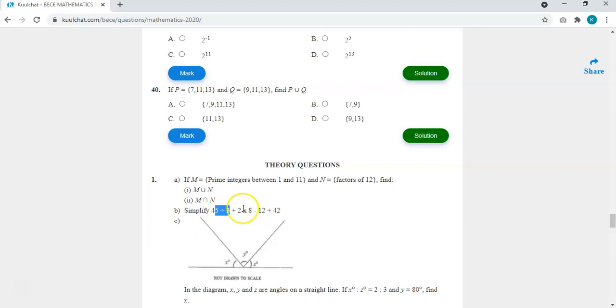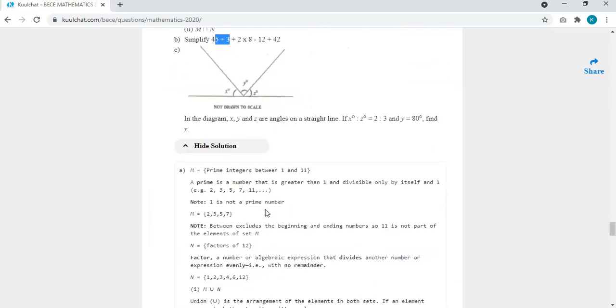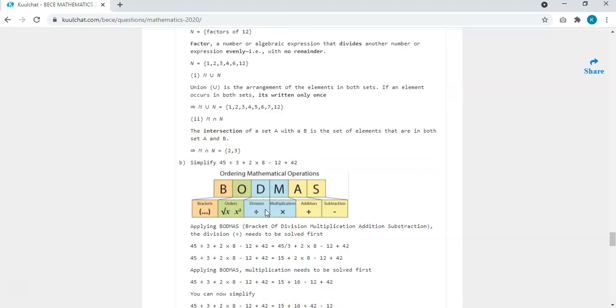Now once it is addition and subtraction, they are commutative. So in any order you put it, it doesn't matter. You get the same answer. So once you've gotten 15 and 16 here, you can just continue to simplify. Now 15 plus 16 plus 42, you add it, then what you get, you just subtract 12 from it. Okay, so that is the explanation. So we are moving to the B to see it for ourselves.